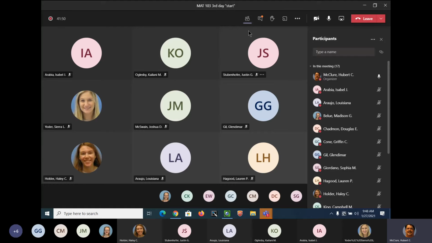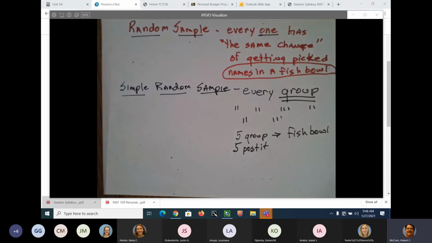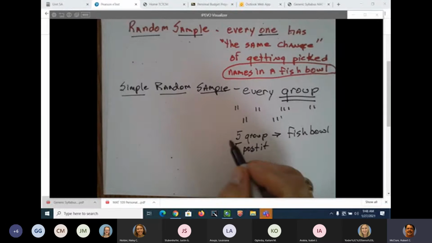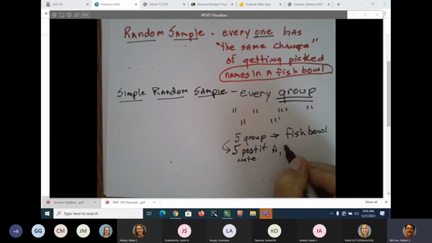I'm sorry, I got to take this away. There we go. And I have 5 groups represented by 5 Post-it notes: Group A, Group B, Group C, Group D, and Group E. And Group E has Miss Blue in it, which means 4. The rest of y'all have 3 in each group. And therefore, everybody has the same chance.